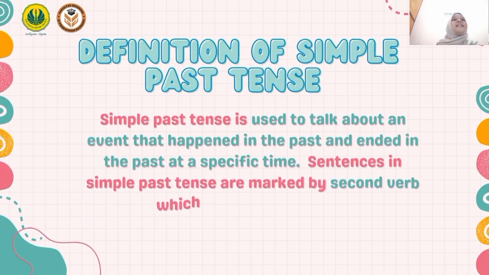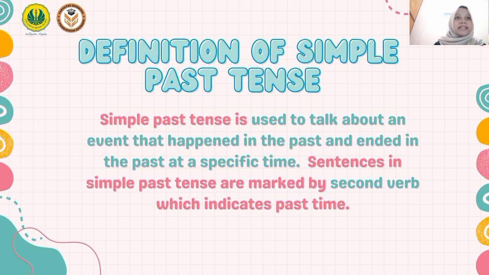Simple past tense is used to talk about an event that happened in the past and ended at a specific time. So it started and ended in the past, not now or in the future, at a specific time. A specific time is, for example, 3 months ago, 1 year ago, and so on. Sentences in simple past tense are marked by the second verb or verb 2, which indicates past time.